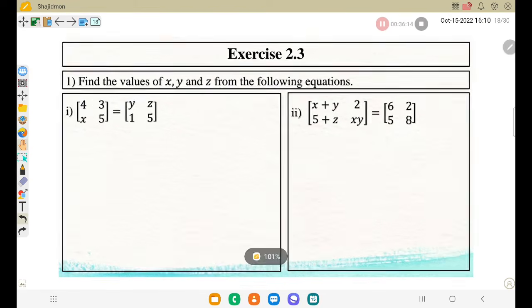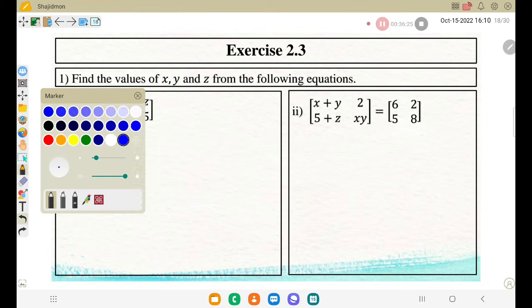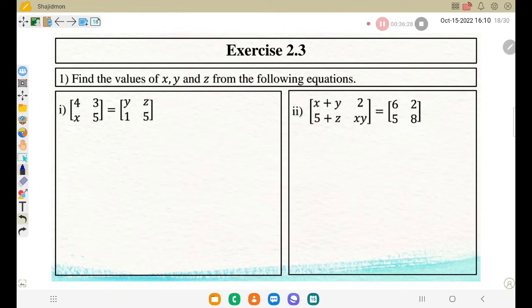Exercise 2.3, first question. Now all this idea we are discussing in questions. First question, that is, find the values of x, y and z from the following matrices, okay? Find the values of x, y and z. For example, first one, matrix 4 3 x 5 equals matrix y z 1 5, okay, y z 1 5. What are the values of x, y and z? That is the question here.